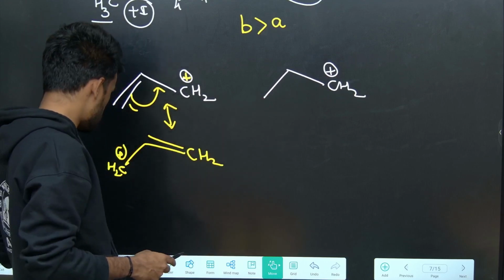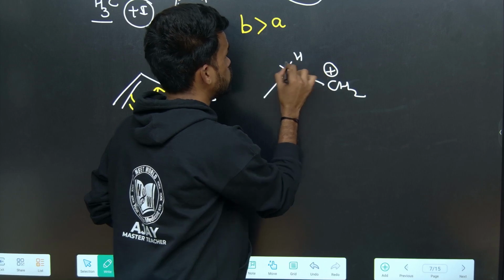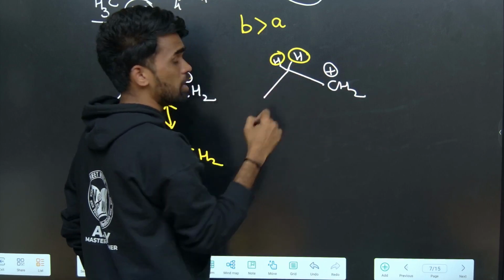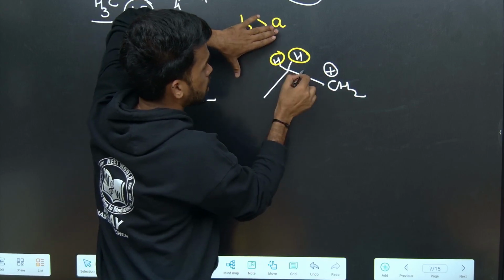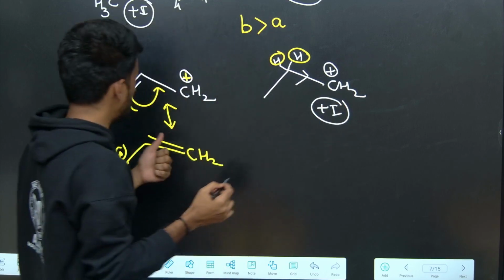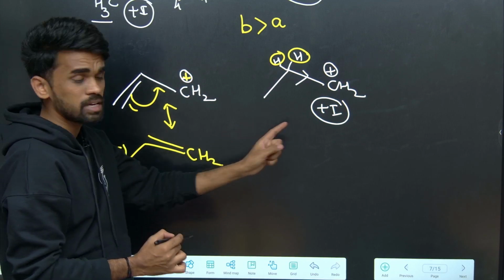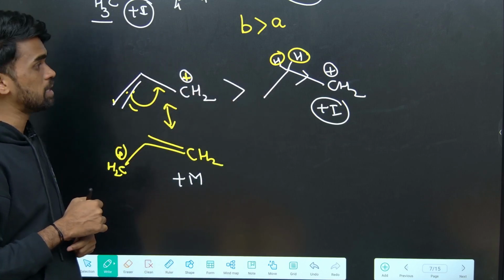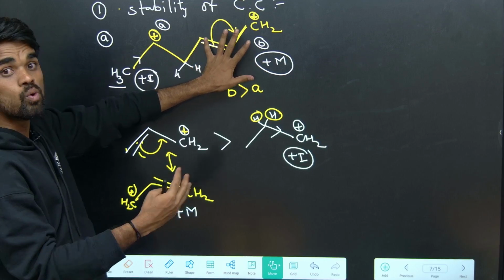But in this case we have only a sigma bond, an alkyl group, connected to this methylene carbocation. So it can be stabilized by these two hydrogens by hyperconjugation. I will tell you in the next class what exactly hyperconjugation is. And alkyl groups are plus I groups, right? So it has only plus I effect, but the other has plus M effect. I told you plus M effect is more dominating than plus I. Therefore this will be a more stabilized carbocation than this. So I can say A is more stable than B. The same story you can apply in this example, which will give you a clearer idea.